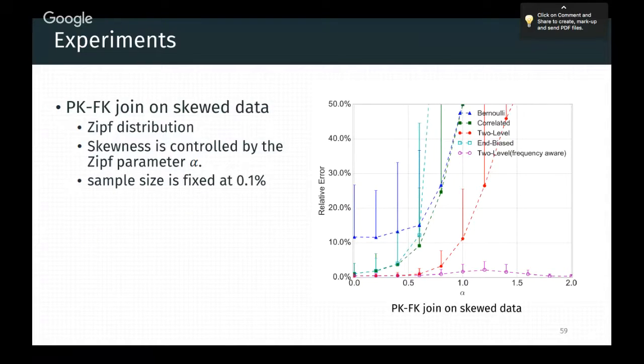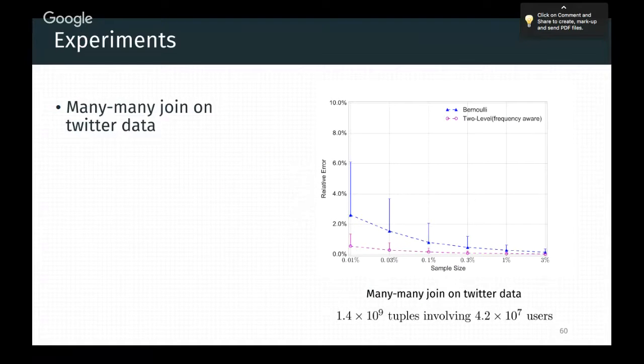And with the frequency knowledge given, we have our two-level frequency-aware version. And you can see that for the same experiment on skewed data, as the data become more skewed, the two-level frequency-aware performs much better, the purple line, than all other methods. And this time, two-level with frequency known defeats Bernoulli sampling also on Twitter data.